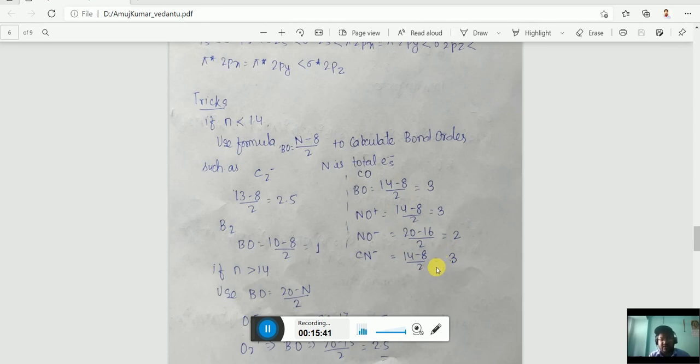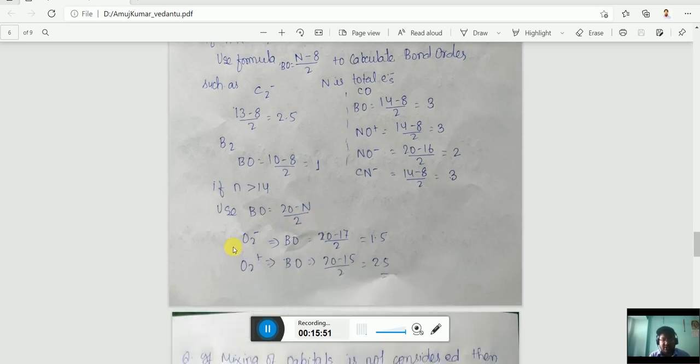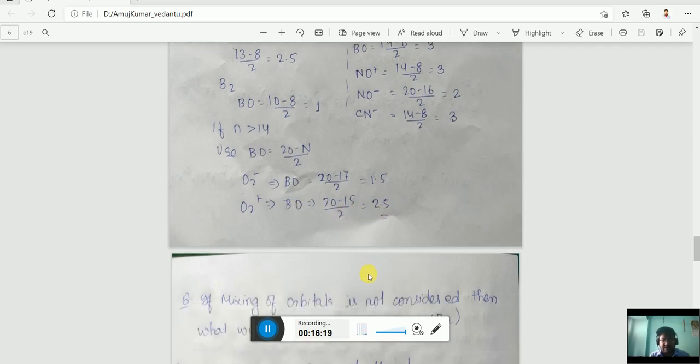Similarly, you can calculate bond order for all other molecules. If n is greater than 14, then use this formula: (20 minus n) by 2. Suppose O2 minus, here in this case total number of electrons will be 17, so bond order will be 20 minus 17 by 2, which will be 1.5. In case of O2 plus, total number of electrons will be 15, that is 16 minus 1, 15. So bond order will be 20 minus 15 by 2, 2.5.